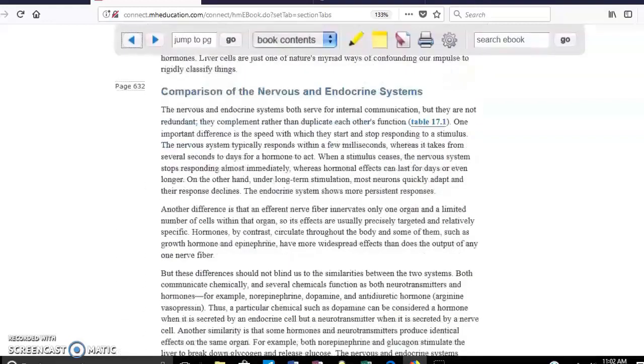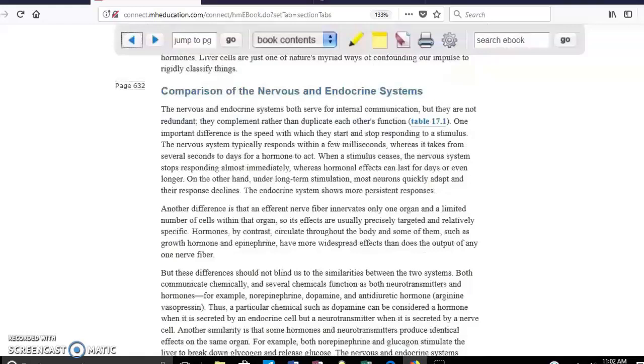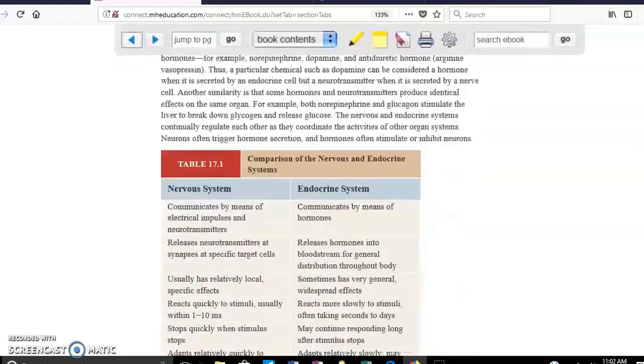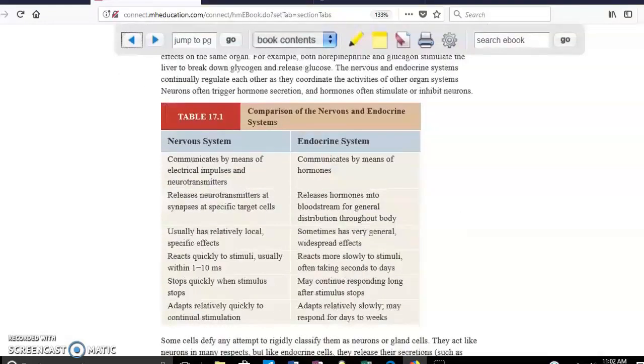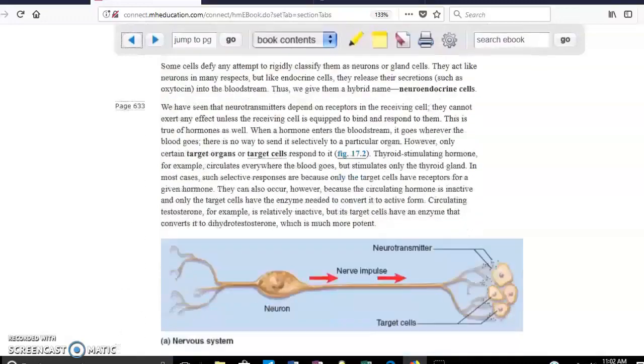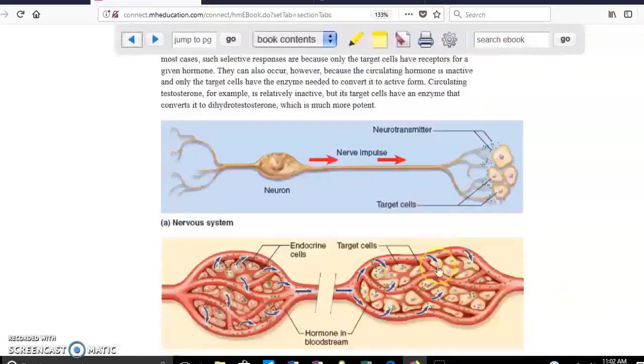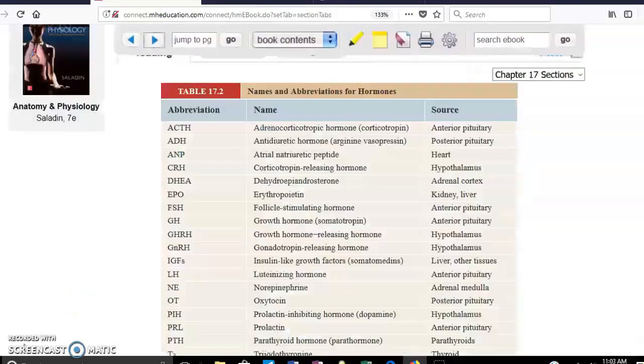Comparison with the nervous system, these two systems are going to control everything that is going on in our body. They are not redundant, but rather they complement each other. They work together in order to control everything that's going on in your body. You have a nice table right there comparing these things, but it's enough to say that the nerves are going to use neurotransmitters, as you know, and the endocrine system uses the blood. Next, we have this table. You will learn the names of all the hormones little by little by studying hormones in detail.